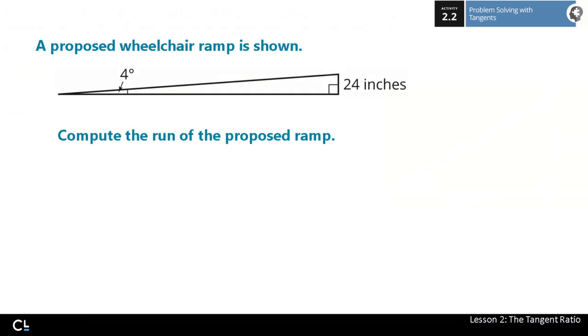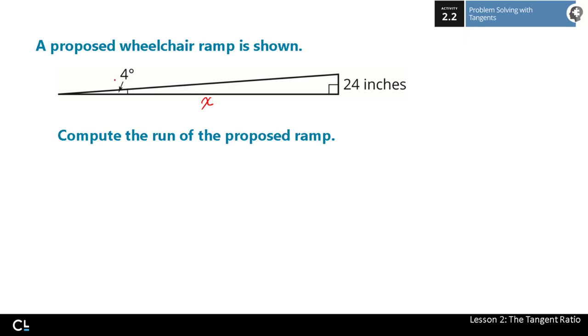So now let's see a problem. Here we have a problem. It says a proposed wheelchair ramp is shown. Compute the run of the proposed wheelchair ramp. So our run is this length down here, the base. We're going to put X there because that's what we want to find out.